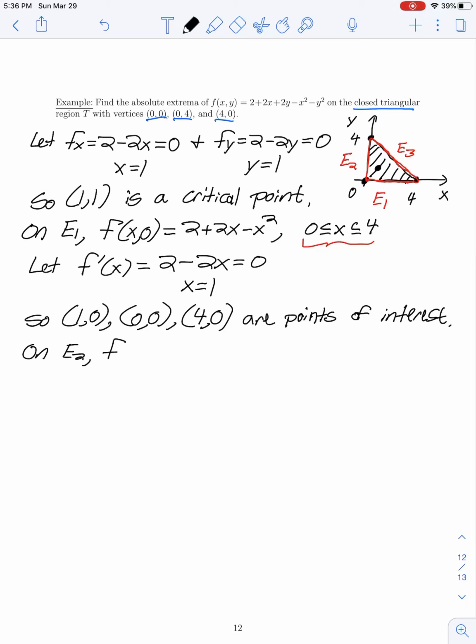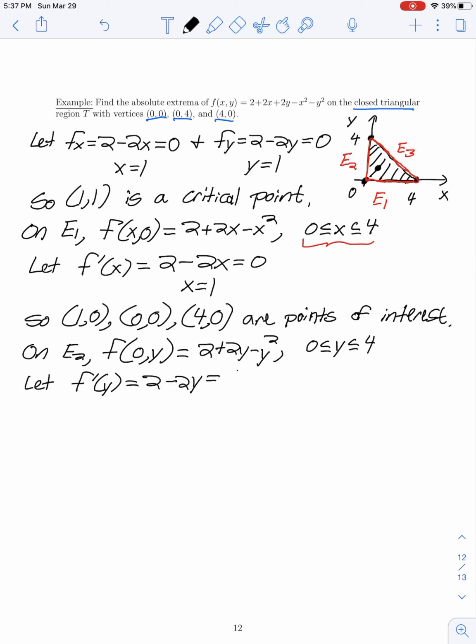So let's look at our second edge. On the second edge, E2, well, our second edge lies along the y-axis. So for any point on that edge, our x-coordinate is 0, and we're left with a function just in terms of y, which would be given by 2 plus 2y minus y squared, where the values of y can range from 0 to 4.